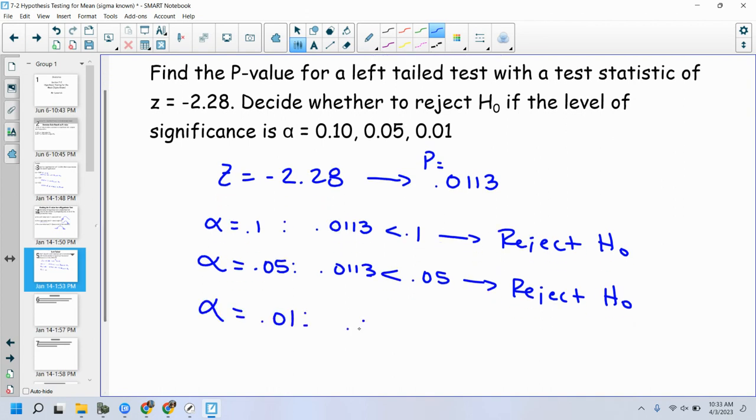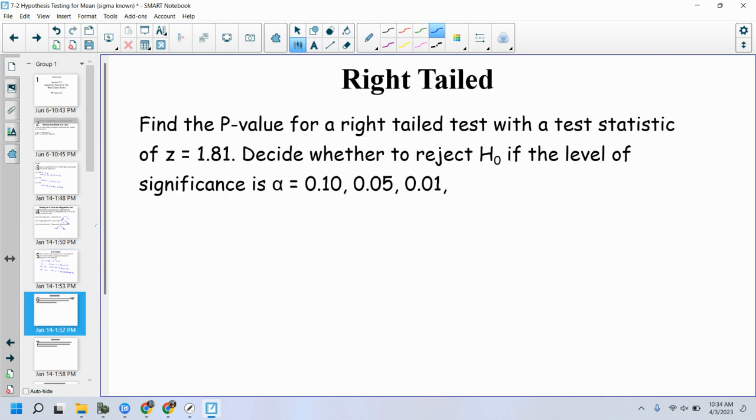Alpha being 0.01. Can we reject the null anymore? No. We fail to reject. Yikes, sorry for the poor handwriting. I fail to reject the null. And that, as I go along, is a stronger and stronger statement. Rejecting the null at the 0.05 level is a stronger statement than rejecting the null at the 0.1 level. All right, so that's a left-tail test.